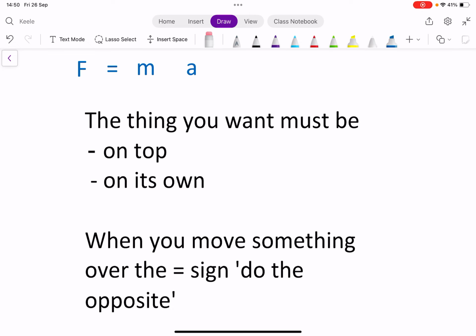Okay, let's get back to what we're doing. I wanted to rearrange this for a. I don't want to move the a because it goes wrong. Everybody still does this, and everybody gets it wrong. Leave the a where it is. You want it on its own. It doesn't matter what side it's on. You can switch it round after.